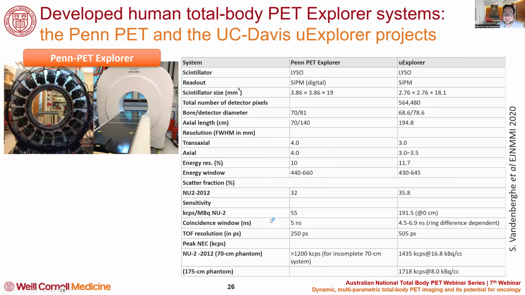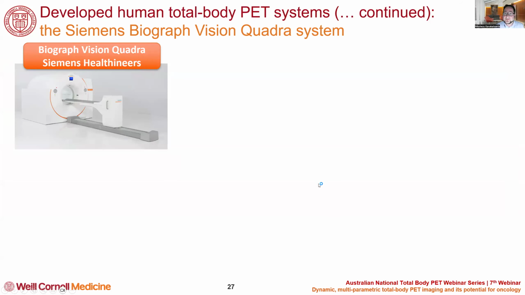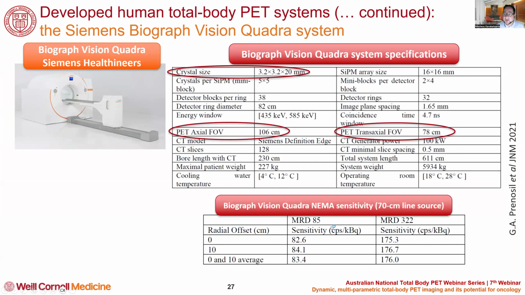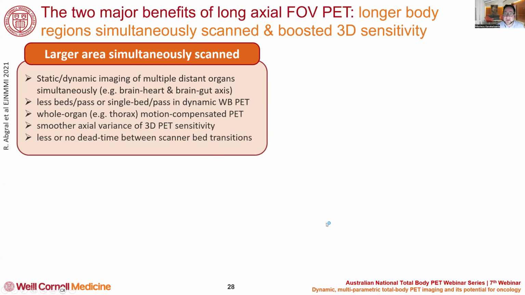However, with total body PET imaging, we really improved the image quality further and broke the barriers of the previous technologies. This was historically the first one, the PET Explorer and the uEXPLORER from UC Davis, that allowed us to go up to a 2 meter long field of view. Then we have the Quadra from Siemens that offers us about 1 meter long scans with very good sensitivity of 176 counts per second per kilobecquerel. And now we have even GE offering systems of the same characteristics.